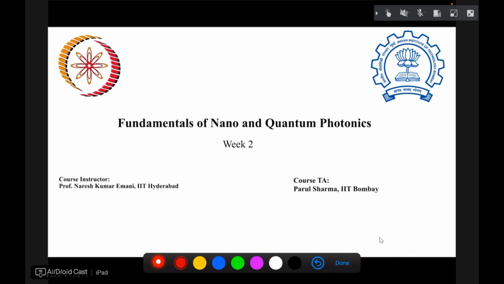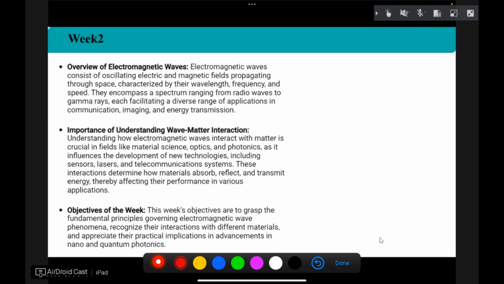In the last week, we discussed Maxwell's equations, dispersion relation, and how electromagnetic waves propagate in a medium. We saw that electromagnetic waves consist of oscillating electric and magnetic fields propagating through space, characterized by their wavelength, frequency, and speed. They encompass a spectrum ranging from radio waves to gamma rays, each facilitating diverse applications in communication, imaging, and energy transmission. This week, we will discuss how electromagnetic waves interact with material.